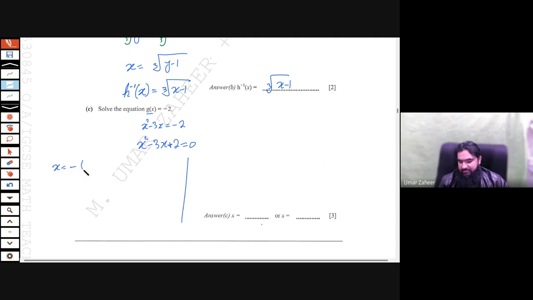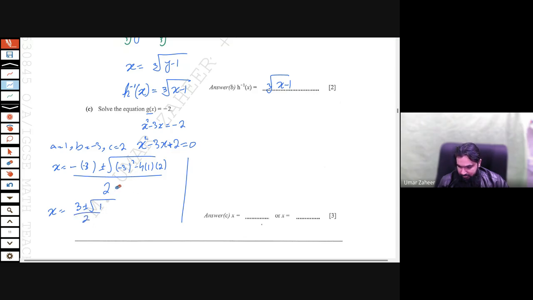x is equal to minus b plus or minus the square root of b square minus 4ac, divided by 2a, where a is equal to 1, the coefficient of x square, b is equal to minus 3, and c is equal to 2. So you have to simplify them. x is equal to 3 plus or minus the square root of 3 square, which is 9, 9 minus 8 is 1, divided by 2a. The final answer is 3 plus or minus 1 divided by 2.